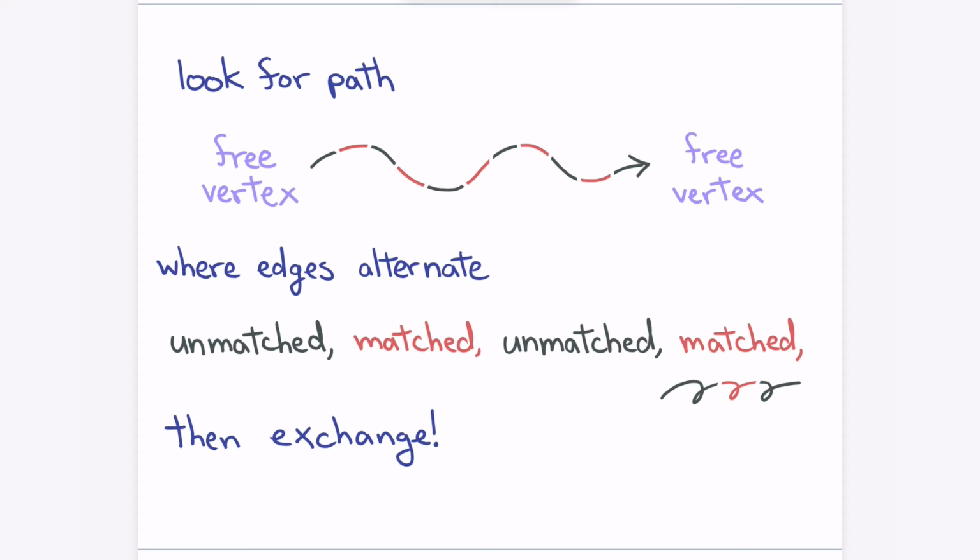If you think about it, that's actually what our Ford Fulkerson was doing on a bipartite graph. Originally, all the edges were directed forward, but every time I took an edge, it got directed backwards. So you were going back and forth, back and forth.